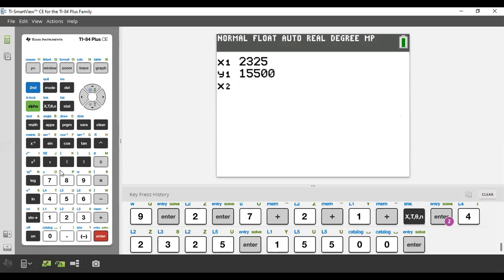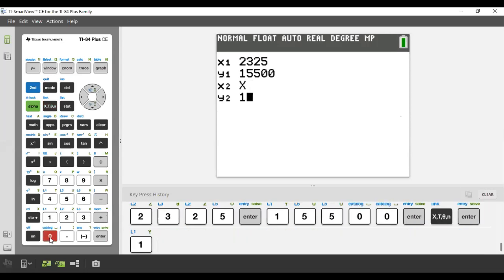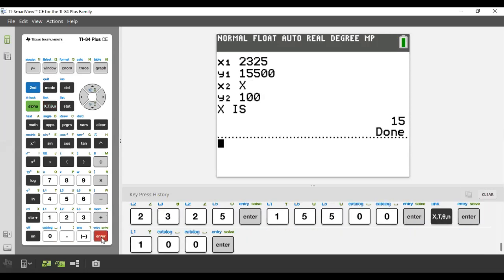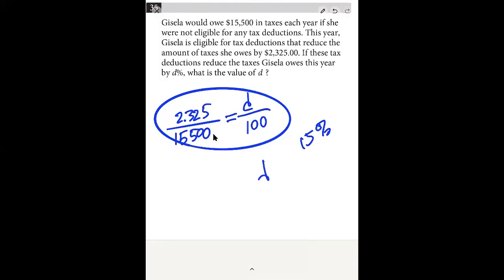And then this would be X, and this would be 100. And when we press enter, it tells us that the percent decrease is 15%. And so we would go over here, and we would say D is 15. Grid it in, keep it moving, let's go.